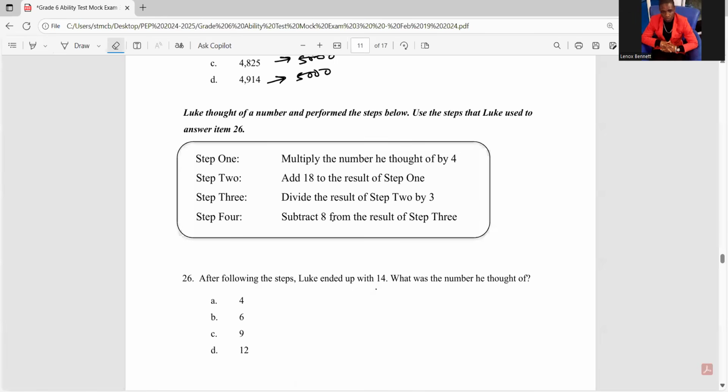Thanks, Inmar. It says Luke thought of a number and performed the steps below. Use the steps that Luke used to answer item 26. Step 1, multiply the number he thought of by 4. Step 2, add 18 to the result of step 1. Step 3, divide the result of step 2 by 3. Step 4, subtract 8 from the result of step 3. After following the steps, Luke ended with 14. What was the number he thought of?